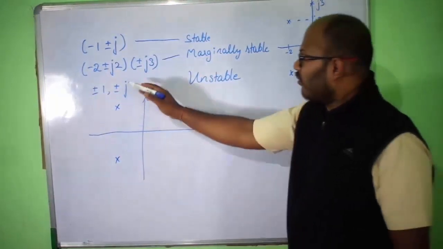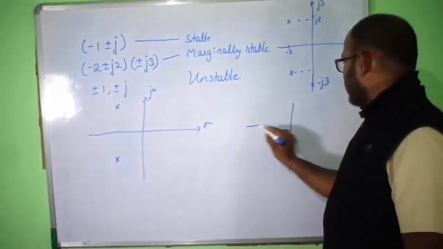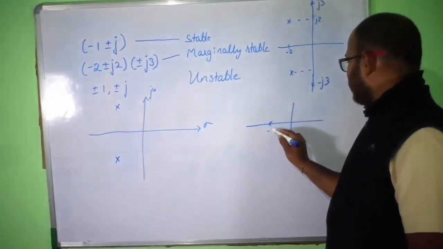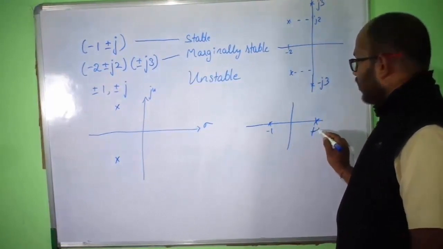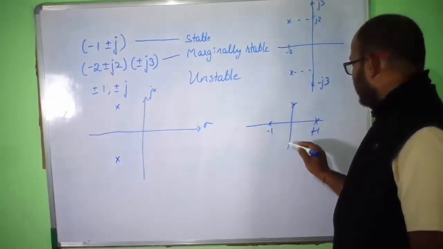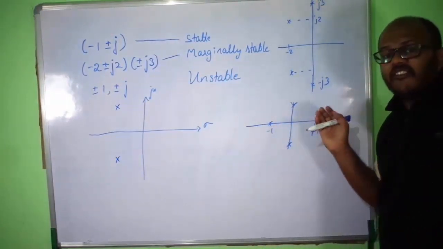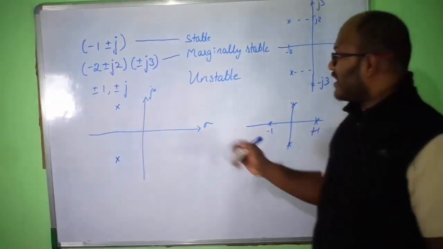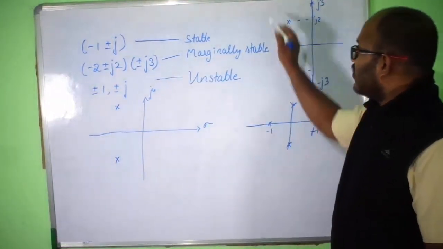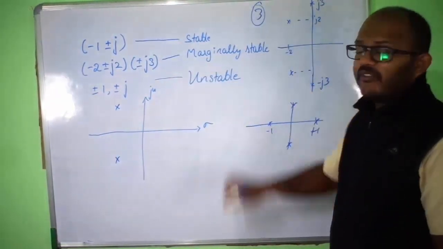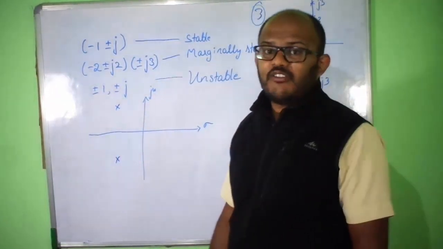Now if I am talking about -1, plus 1, plus or minus j1. So one pole is on the right of the s-plane, then I can tell the system is an unstable system. So the option that is going to follow is option third.